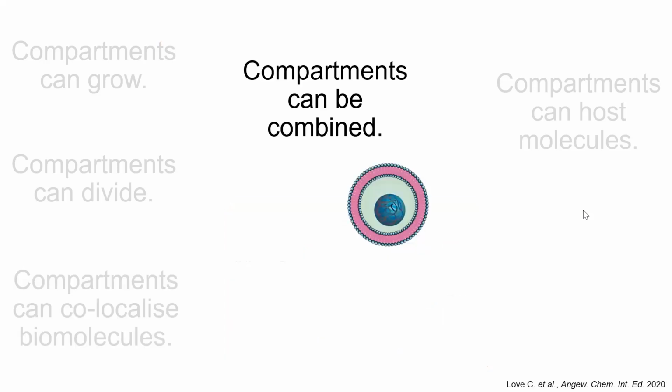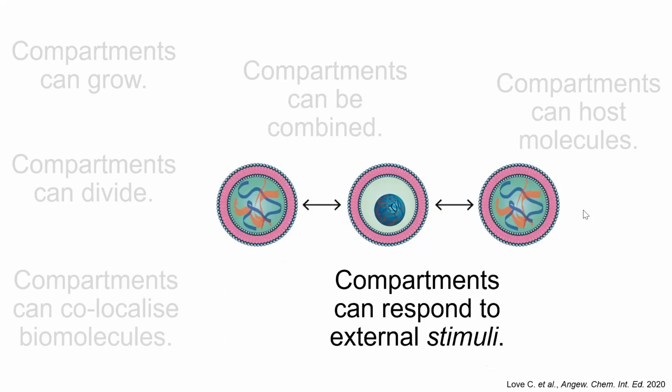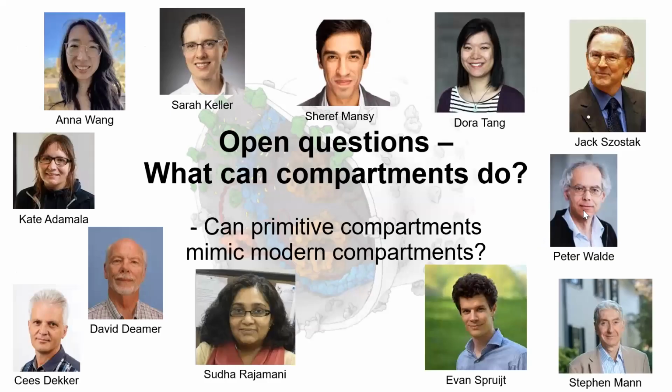Compartments can be combined. We've talked about two different types of compartments, liposomes and coacervates, and it was recently shown that coacervates could be formed inside liposomes, and also destroyed and degraded within these liposomes in response to external stimuli, for example pH. If you have questions about this, just feel free to ask. But these are some of the people looking into what compartments can do.